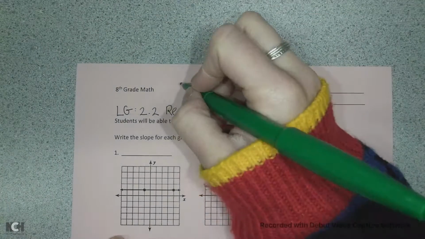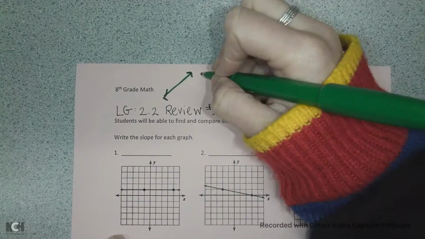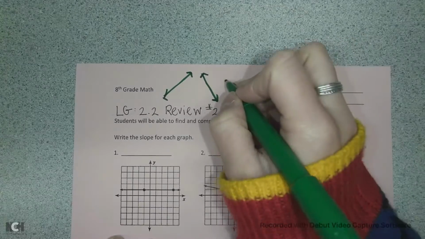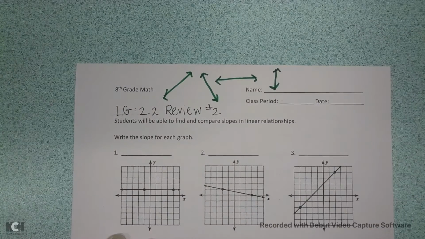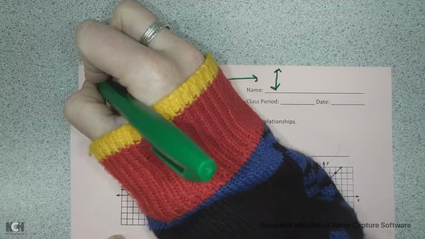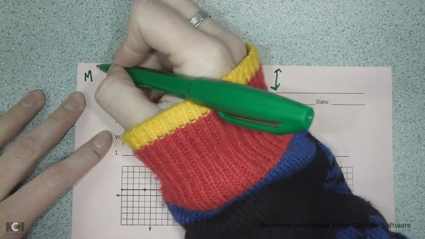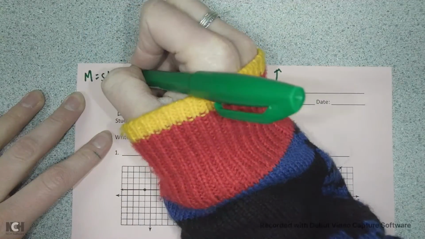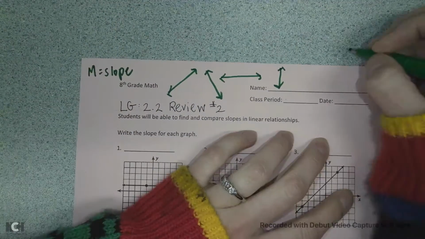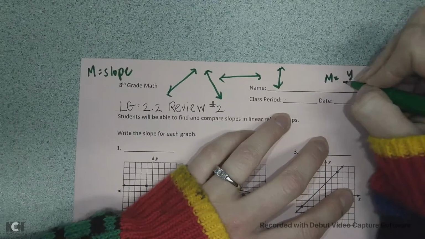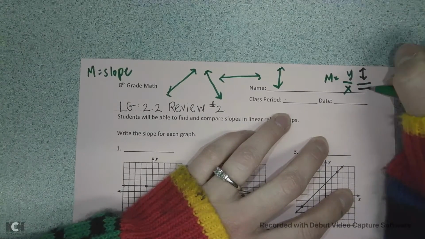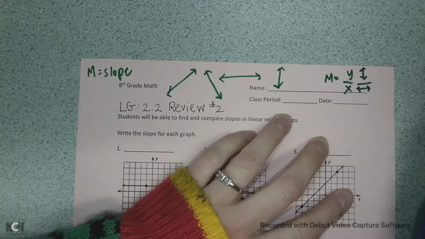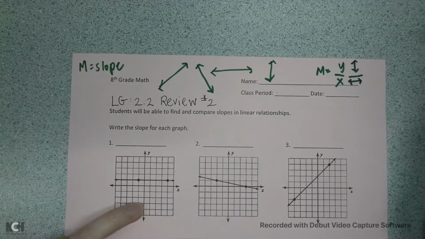We have this slope, we have this slope, and this slope. Now slope is always the letter M. Slope is always y over x, which is your rise over your run. So that's up and down movement over the left and the right movement.